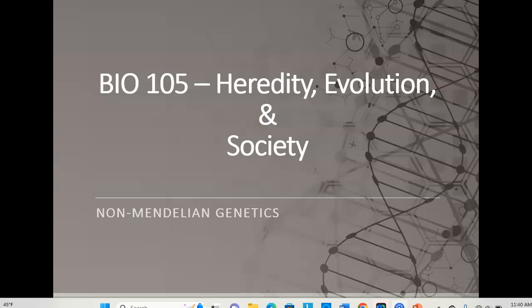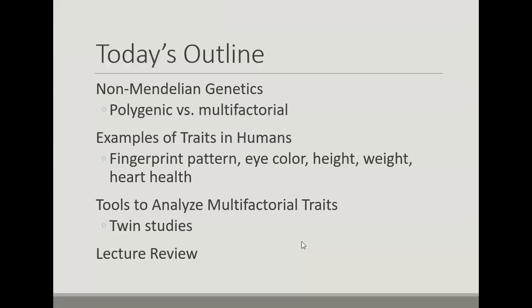Hello everyone. In this lecture we're going to talk through some different modalities of inheritance, things that don't necessarily ascribe to the same rules that we have been previously discussing when we were talking about single gene and Mendelian inheritance. So we're calling this particular topic Non-Mendelian Genetics. So today we're going to talk about a few major categories of different types of genetic traits.